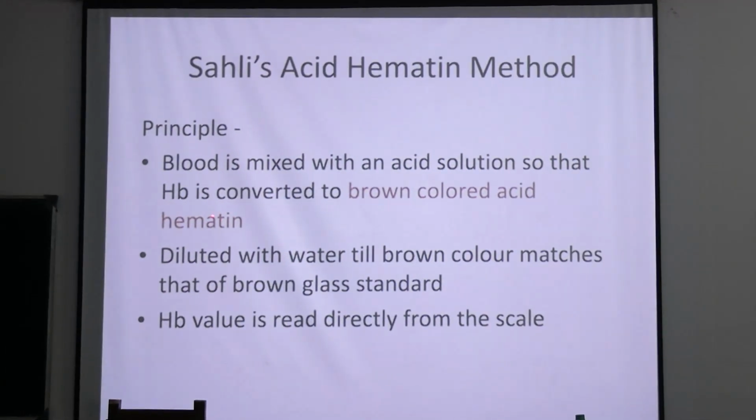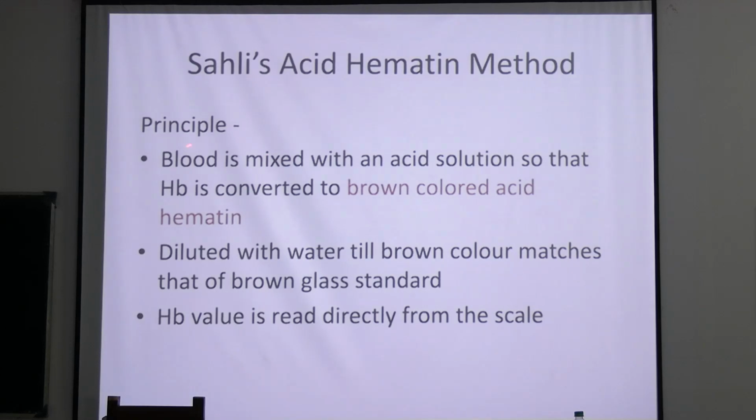Then there is Sahli's acid hematin method. Here blood is mixed with an acid solution, mostly HCl, so that hemoglobin is converted to brown colored acid hematin. It is diluted with water until the brown color matches that of the brown glass standard. The Hb value is read directly from the scale.